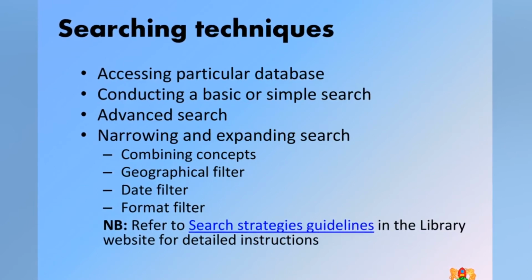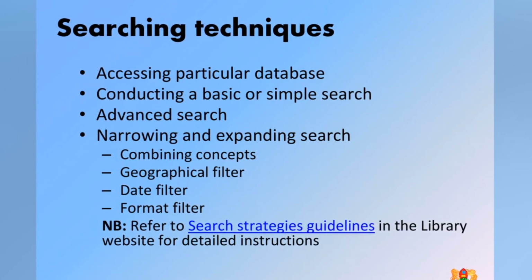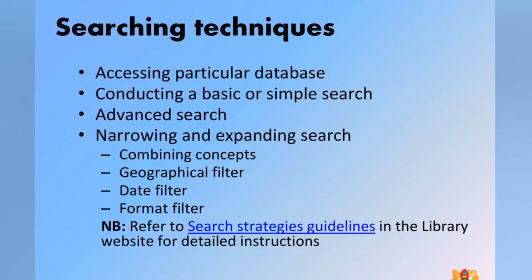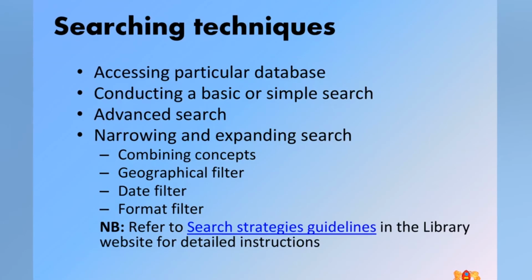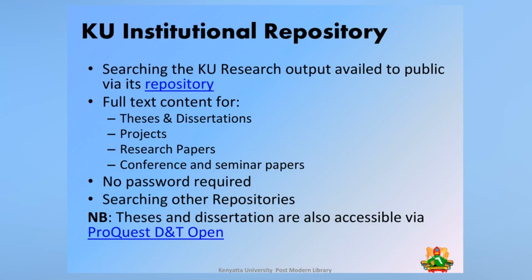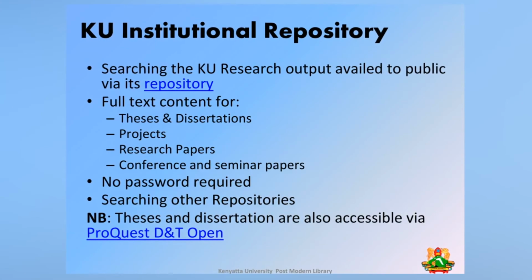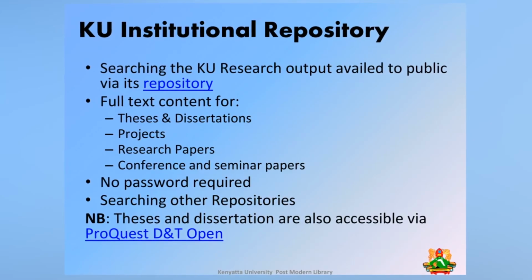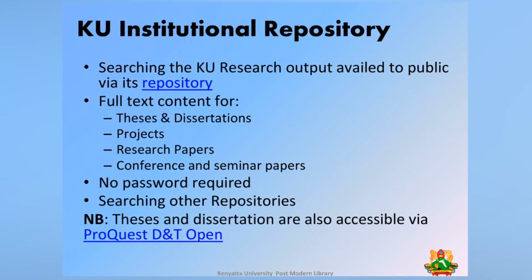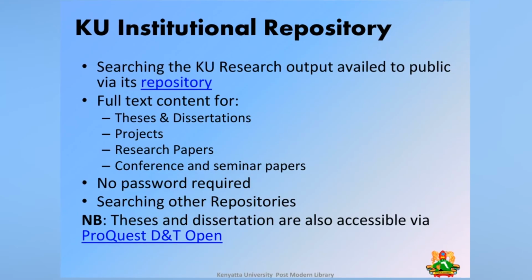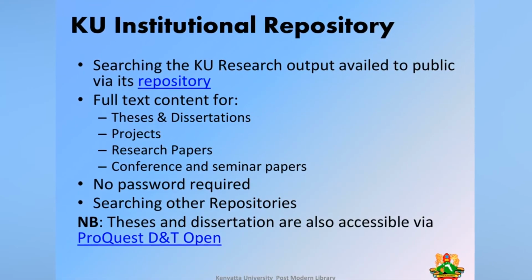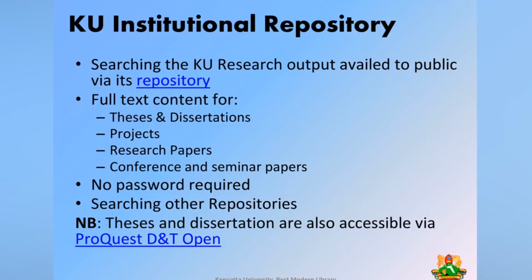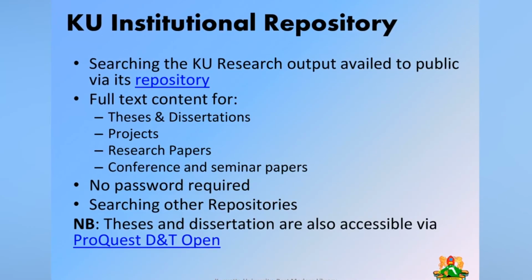Please note that you can refer to the search strategies guidelines in the library website for detailed instructions. We have another important database called the KU Institutional Repository. The KU Institutional Repository can be searched online, and it's available publicly via its repository.